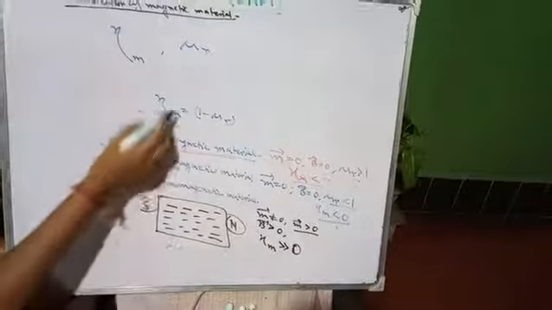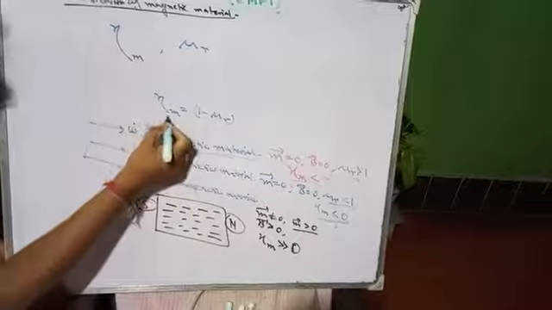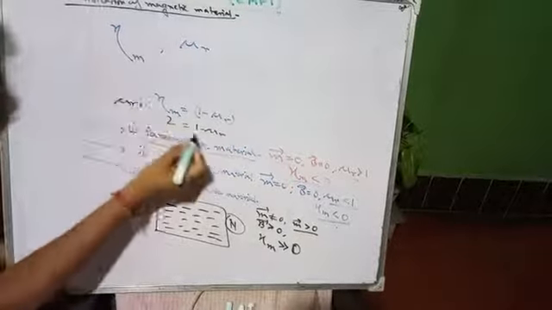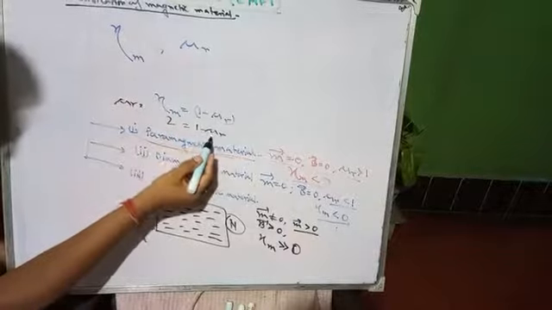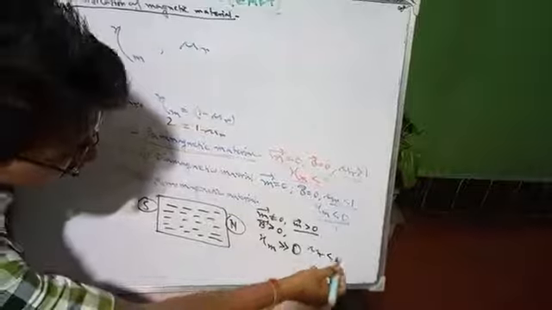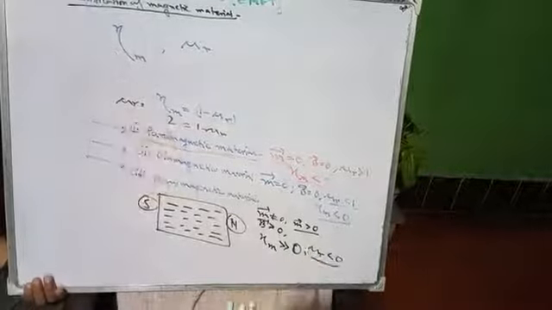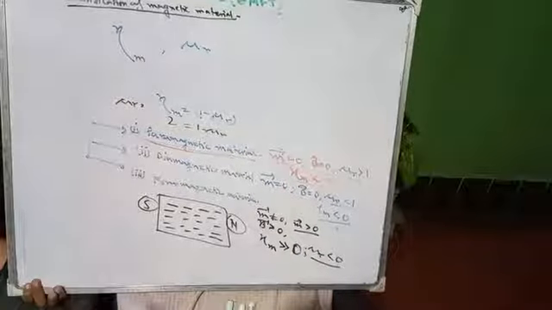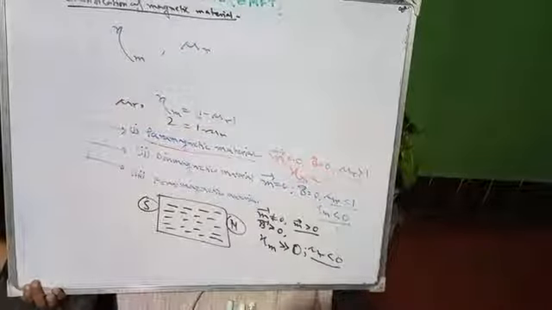Okay, so if it is greater than 0, suppose we take it as 2, equals 1 minus mu r. So mu r equals what? Mu r should be negative, less than 0. So these are the values for ferromagnetic material.